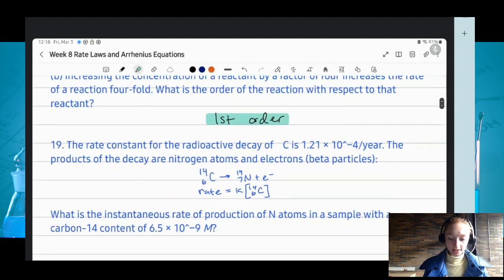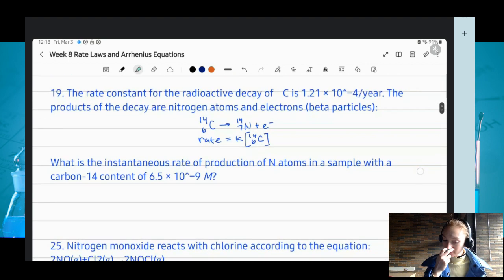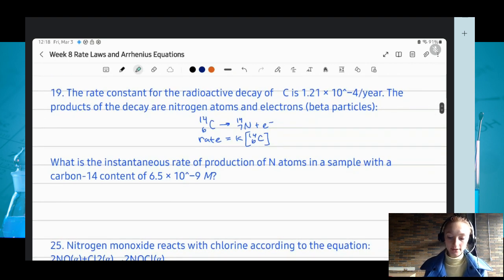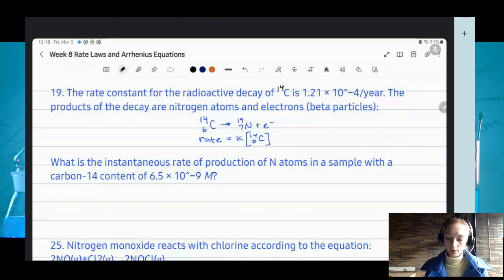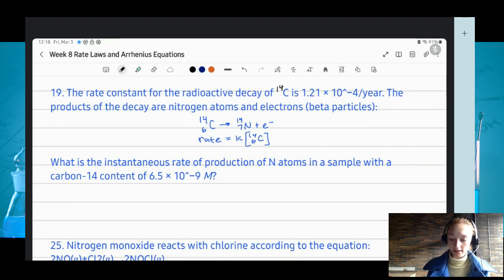Okay, let's move on to 19. This is the rate constant for the radioactive decay of carbon. I believe this is supposed to say carbon-14. Carbon-14 is 1.21 times 10 to the negative 4th per year. The products of the decay are nitrogen atoms and electrons. What is the instantaneous rate of production of nitrogen atoms in a sample with carbon-14 content of 6.5 times 10 to the negative 9 molarity?